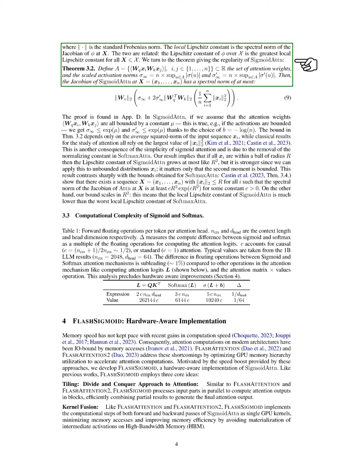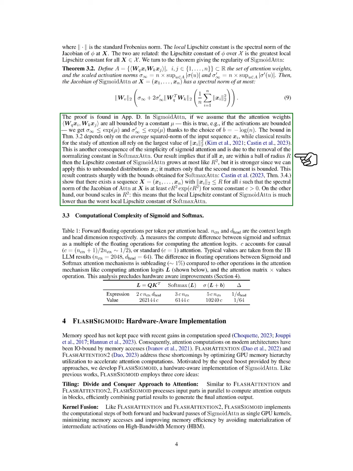We establish a theorem regarding the regularity of our layer, defining the set of attention weights and scaled activation norms. If we assume the attention weights are bounded, we derive bounds based on the average squared norm of the input sequence, contrasting with classical results that depend on the largest value.